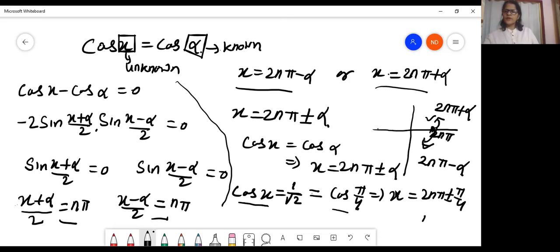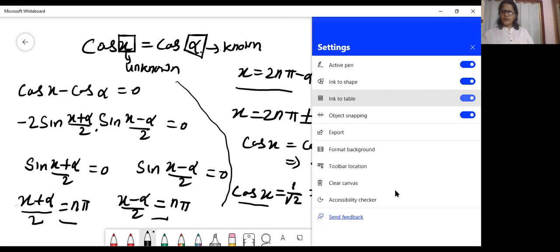Do not forget to write down this. N belongs to set of integers, right? So this is the general solution of cos x equal to 1 by root 2. And one last thing I will tell you before we wind up the class.